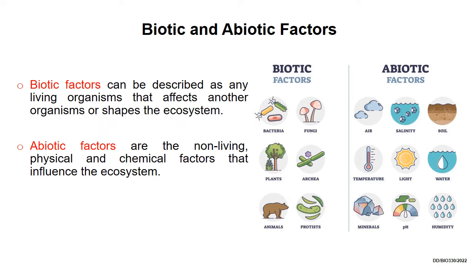In contrast, abiotic factors are the non-living, physical or chemical factors that might affect the organism or shape the ecosystem. Examples of abiotic factors are salinity, soil, temperature, light, water, minerals, pH, humidity, and other physical or chemical factors. Both biotic and abiotic factors will shape the ecosystem.